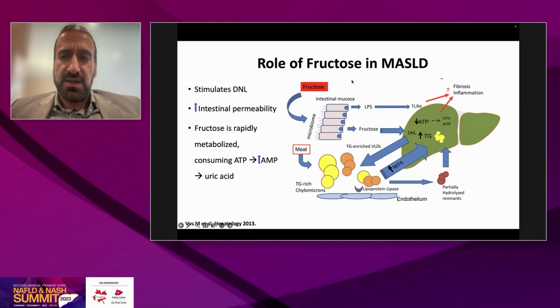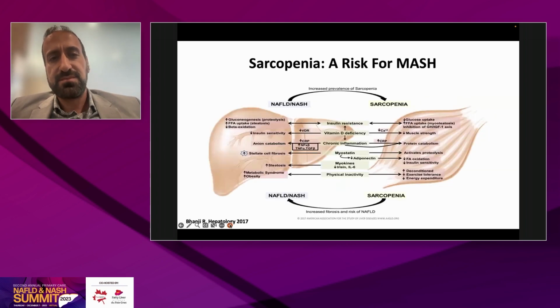Fructose is also known to play a role in the development of MASLD and progression to NASH. We know that fructose can stimulate de novo lipogenesis. It is more steatogenic than glucose. It may lead to an increase in intestinal permeability, and that can lead to further inflammation. So really avoiding diets that are high in what we call high fructose corn syrup is important to discuss with our patients with MASLD and NASH.